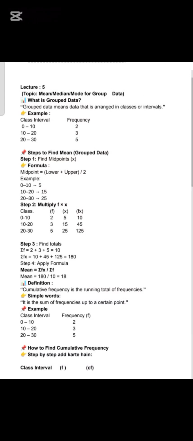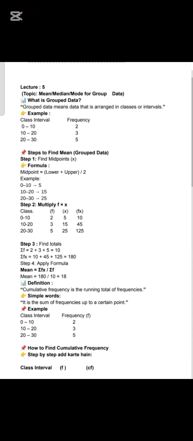Today we learn about mean, median and mode for grouped data. Let's start with the basic concept. What is grouped data? Grouped data means data that is arranged in classes or intervals. For example, class intervals are 0 to 10, 10 to 20, 20 to 30, and the given frequencies are 2, 3, and 5. So instead of individual values, data is grouped into intervals.